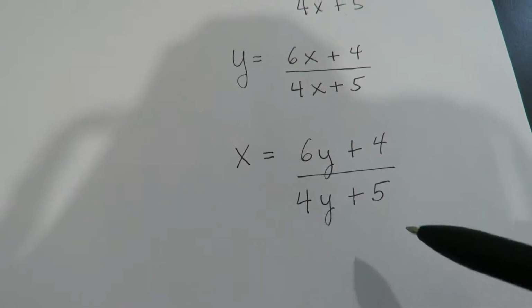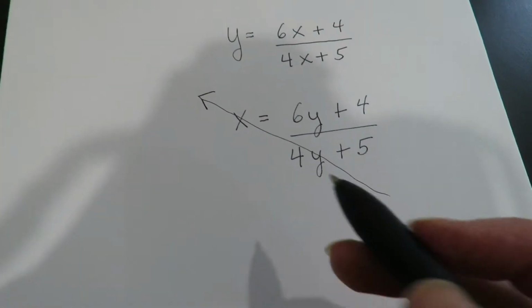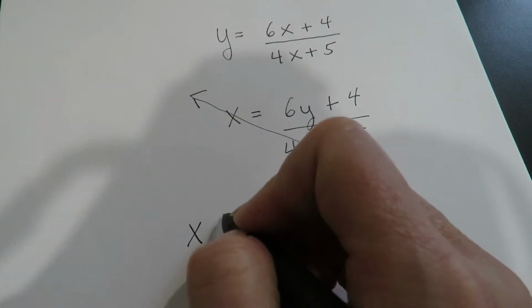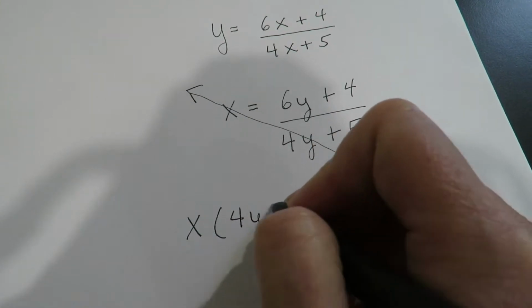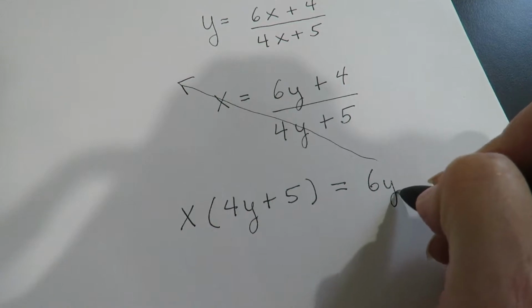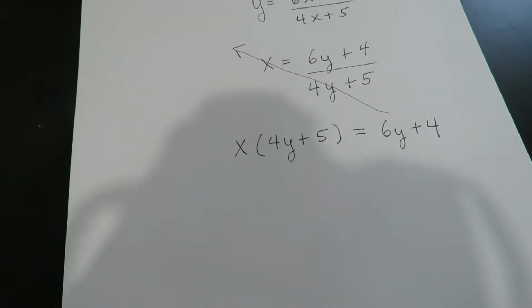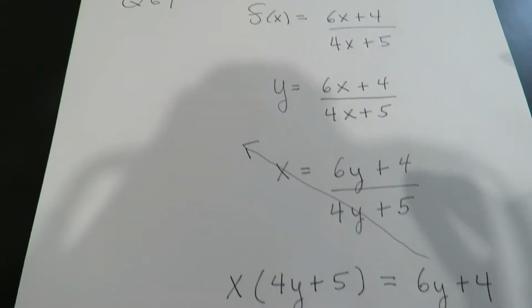So in order to solve for y, I'm going to cross multiply this side up. Okay, then I'm going to distribute the x in.